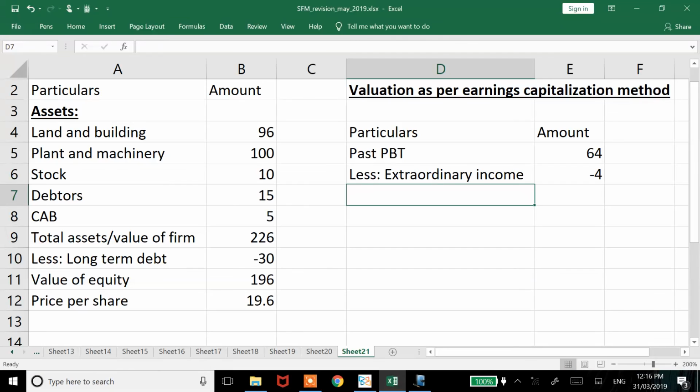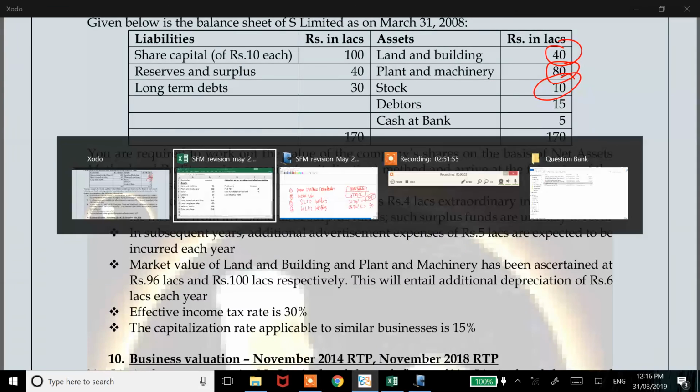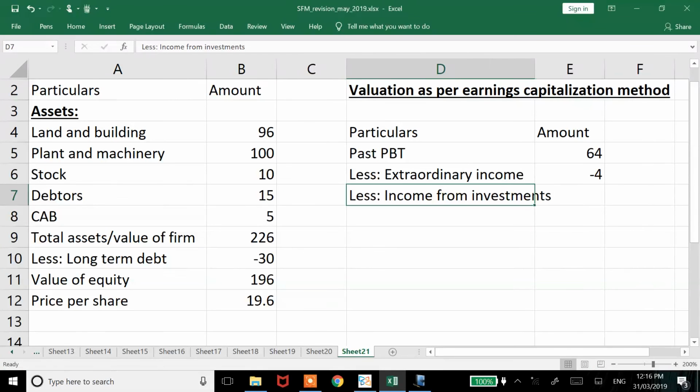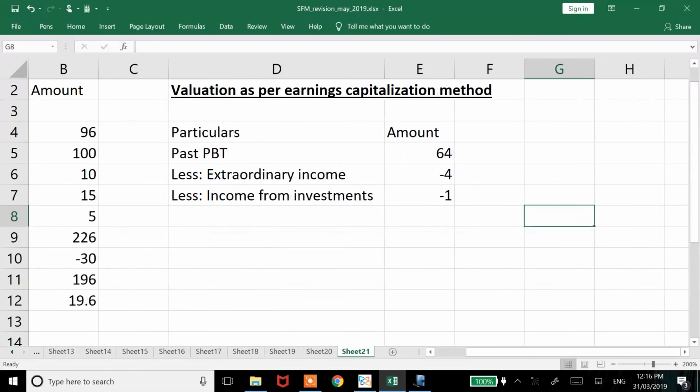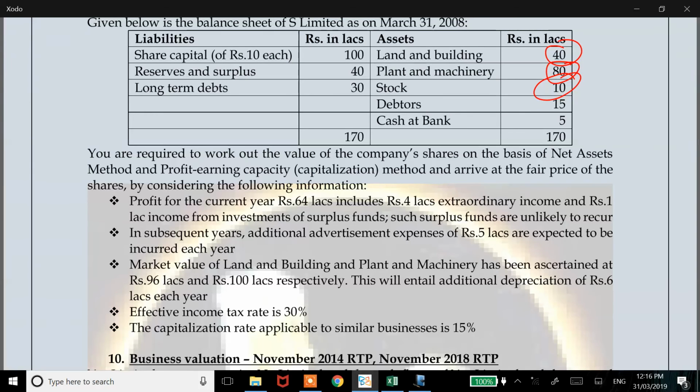64 included these two incomes. Less income from investments, 1 lakh. These two items are now going to come. I'm going to incur some additional advertisement expenses in future. It's not talking about the past. Some question will say in the past we have incurred an expense but it is not to be incurred in future. Then you add it back because in future you're not going to incur this. But this is an extra expense for me. This is also minus. I am going to incur some extra expense, so my profits will automatically come down.